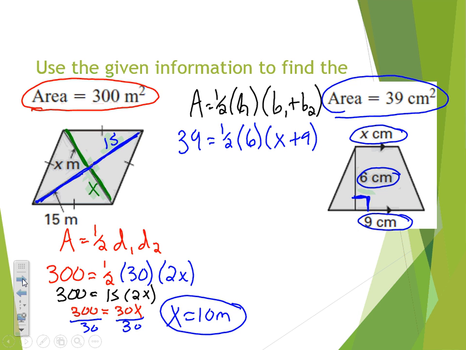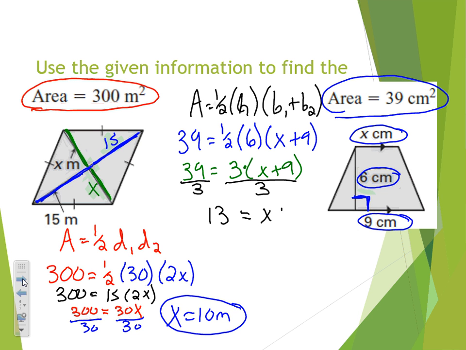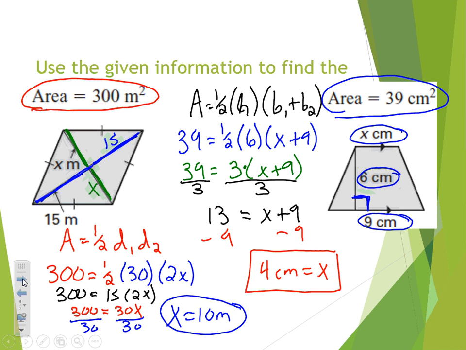So now I'm going to simplify and solve for x. So 39 equals, well, half of 6 is 3, times x plus 9. Now I'm taking 3 times this quantity. So to get rid of it, I'm going to divide both sides by 3. So 39 divided by 3 is 13 equals x plus 9. So I'm going to subtract 9 from both sides. And I'm going to get 4 centimeters equals x. So there's my x. There's my other base value.